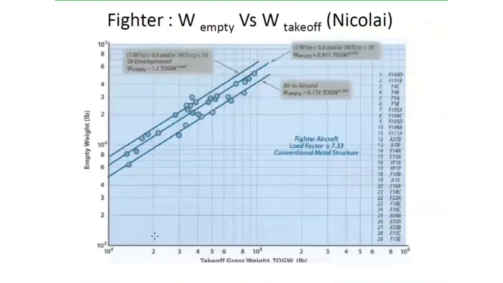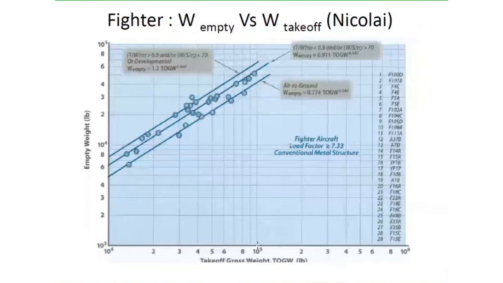Now here is an empty weight to takeoff weight correlation for fighter aircraft. The previous one was for all kinds of aircraft, including business and all that. In Nicolai's book on design, there is a correlation for fighter aircraft. On the right-hand side, that includes almost all the fighters in the Western domain: Phantoms, F-16s, F-117s, F-15s, and F-15E, almost everything like that. On the x-axis, this is in pounds, but since we are looking at ratios, it doesn't matter what the unit is. Takeoff gross weight, let's say, is 100,000 here.